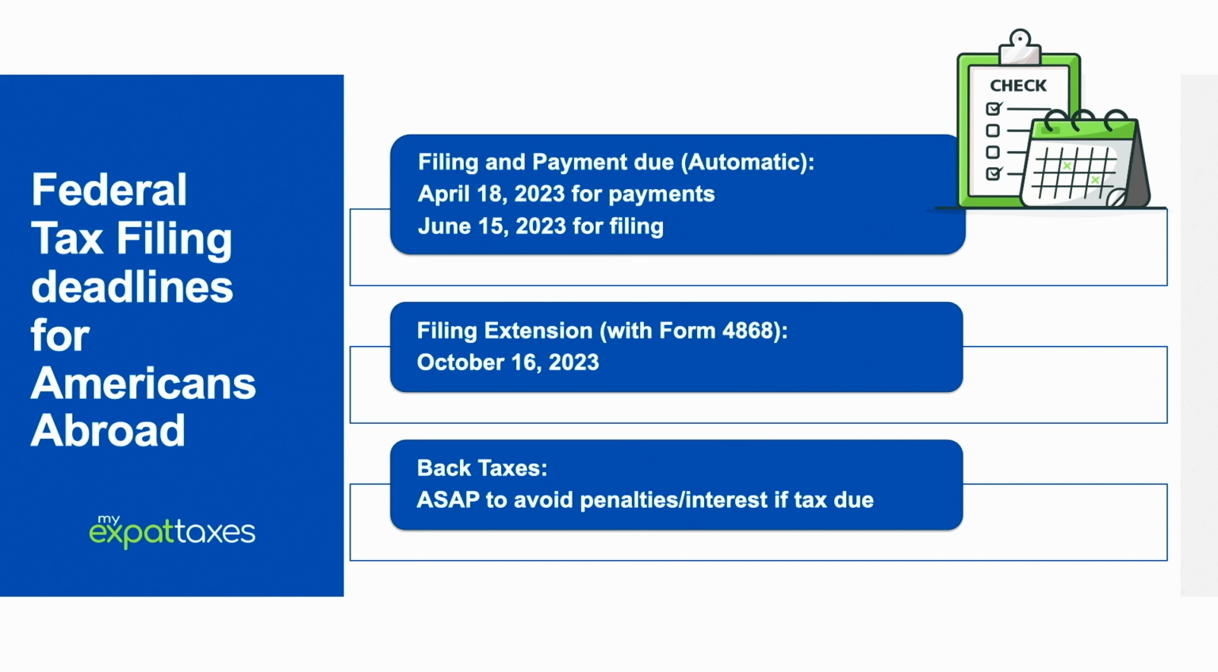For those not living in the US, aka us expats, we always get a 2-month automatic extension. So that's June 15th. Now keep in mind, if you owe taxes, it does not matter that your filing deadline is June 15th. You still have to pay by April 18th if you want to avoid interest or penalties.